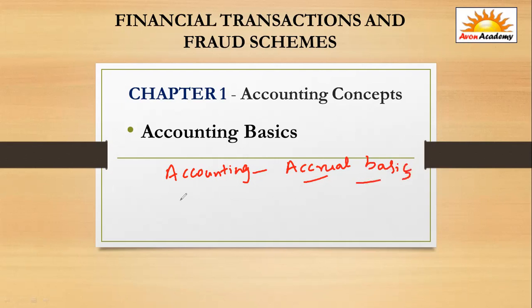And then you have the gross profit. How do we calculate the gross profit? Gross profit is nothing but the total sales that you have, or the net sales to be more precise, minus cost of goods sold. That's how you get the gross profit.